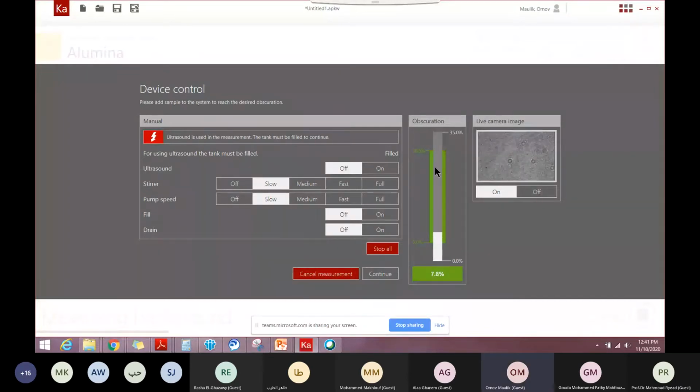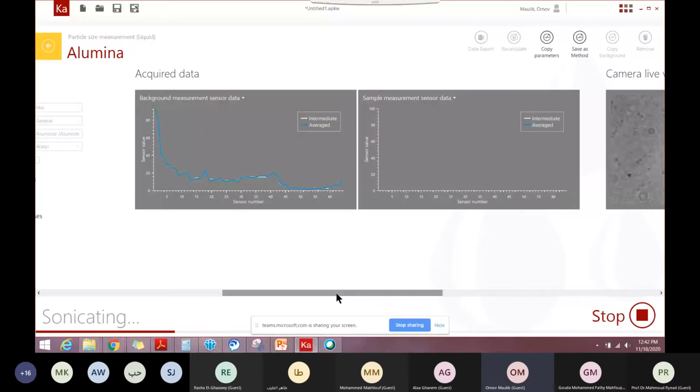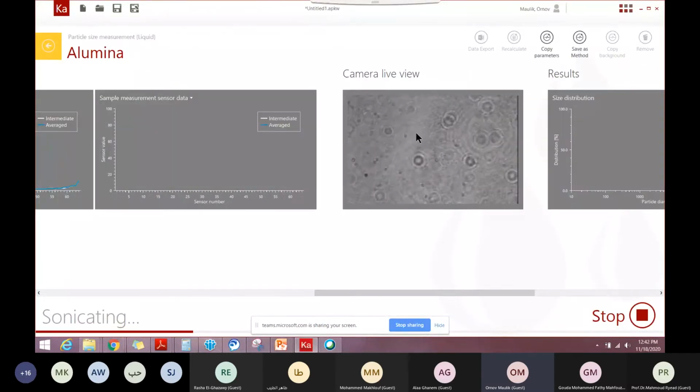So ideally, I'll make it say around 10%, or a little bit more than 10%. So yeah, right now it is 9.3, which is good enough. So I'll just continue with the measurement. Also, while measuring, you can see the particles which are moving on this live camera view.